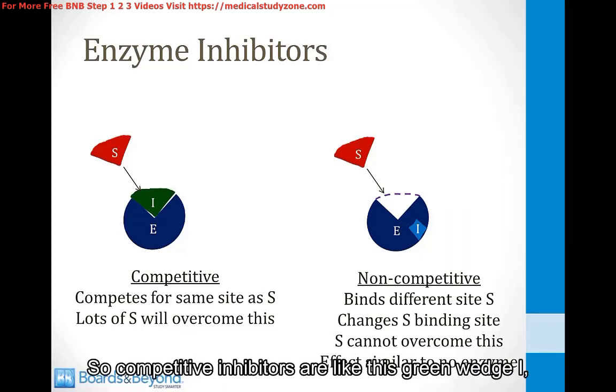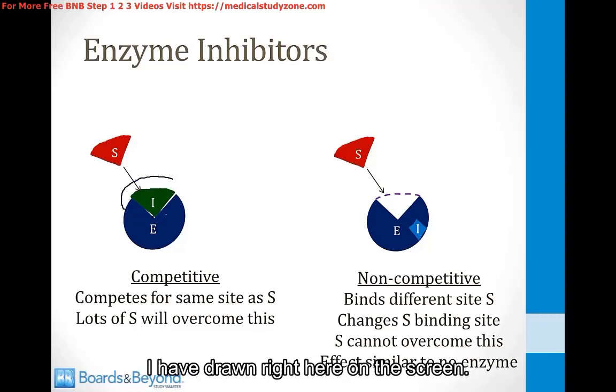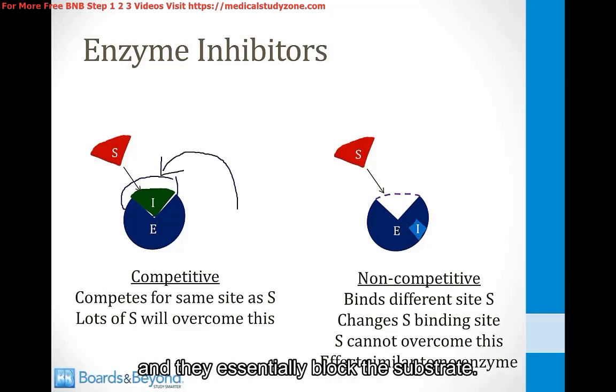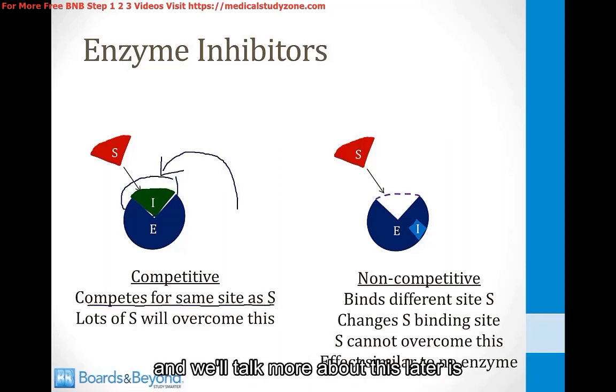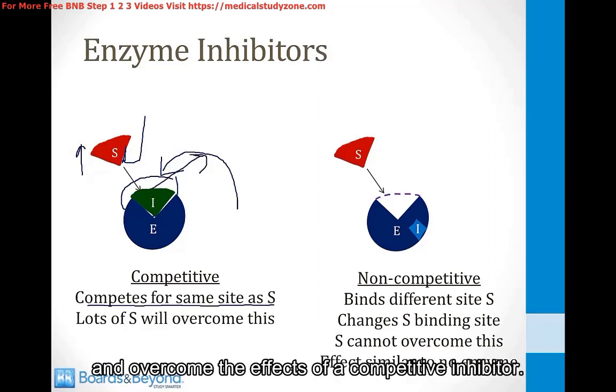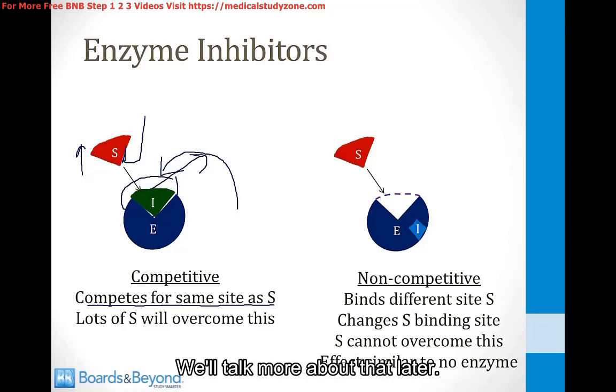So competitive inhibitors are like this green wedge I've drawn right here on the screen. They have a similar shape to the substrate S, and they occupy the substrate's binding site on the enzyme, and they essentially block the substrate. So they compete for the same site as S. And what this means, and we'll talk more about this later, is that if you put a lot of S into this system, if there's a ton of this S floating around, it can bump this enzyme inhibitor out of the way and overcome the effects of a competitive inhibitor. We'll talk more about that later.